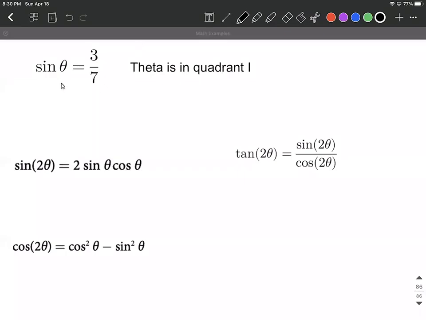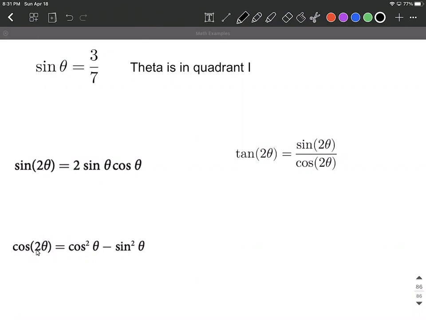Okay, on this example, we are given that sine of theta is 3 over 7, and we're also told that theta is in quadrant number 1. That means that all of our trig ratios are going to be positive in the first quadrant. Okay, so as we get going on this, we want to find sine of 2 theta, cosine of 2 theta, and tangent of 2 theta.